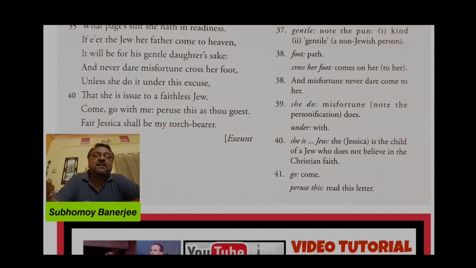Come, go with me, peruse this as thou goest. So come along with me, let's go together. And you can go through this. Peruse means go through this letter. You may go through this letter as you go with me. Fair Jessica shall be my torchbearer. So I have already decided. In fact, I have not decided. Jessica has already told me that she is going to be my torchbearer. So I already have my torchbearer.